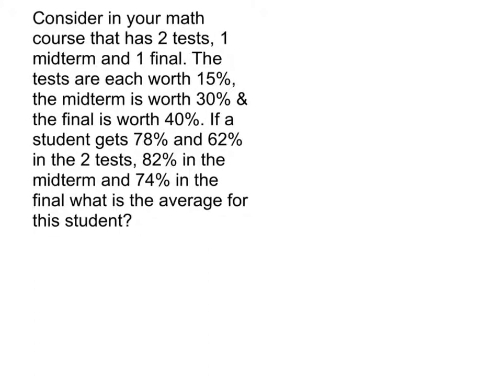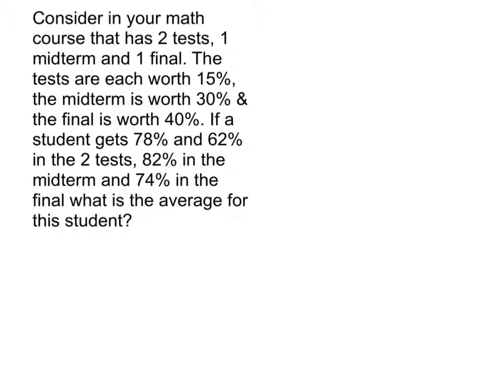Okay, so this question comes from the review, question 3, which is based on weighted averages. So basically how you can calculate your grade for your course. In this question, it says, consider a math course that has 2 tests, 1 midterm and 1 final. Tests are each worth 15%, the midterm is worth 30%, and the final is worth 40%. The student gets 78% and 62% in the 2 tests, 82% in the midterm and 74% in the final. What is the average for this student?